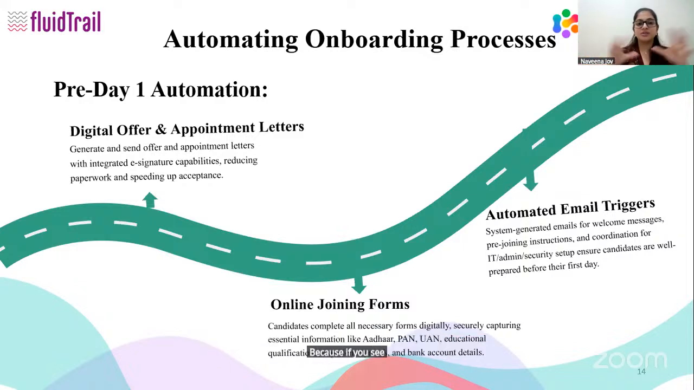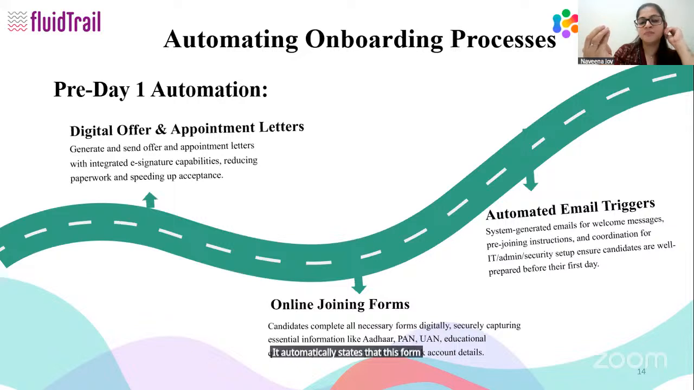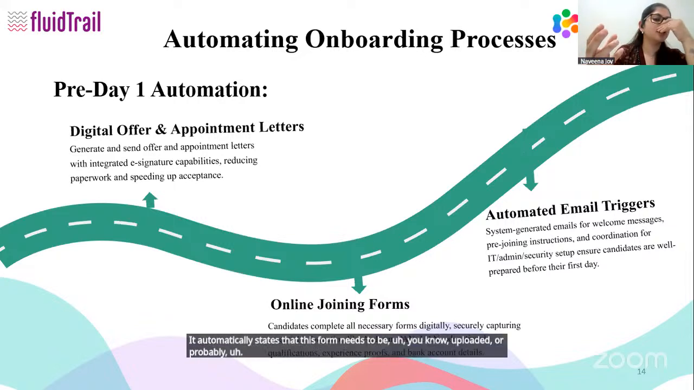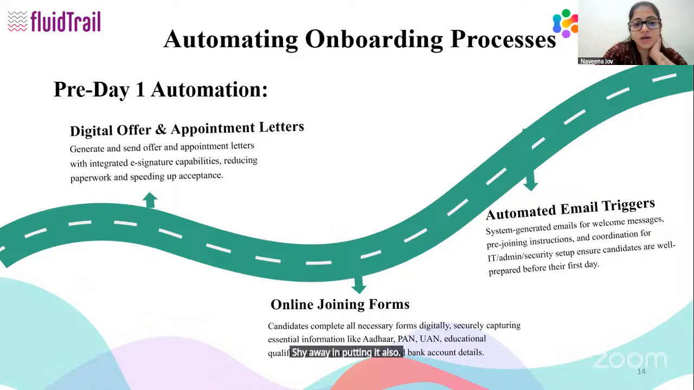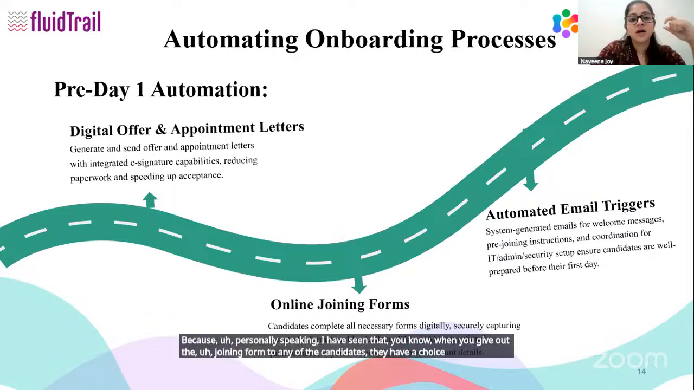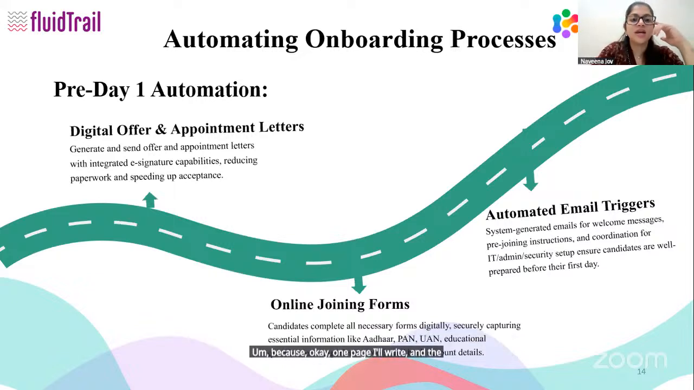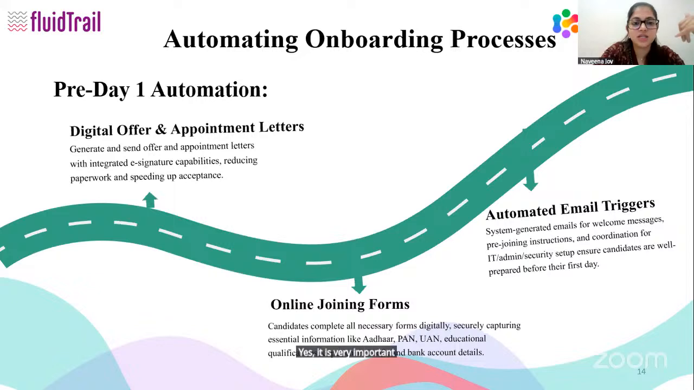Because if you see, the automation systems are such that if you are not uploading any one form, it automatically says that this form needs to be uploaded, or whatever is missing that you need to put down. And candidates will not shy away from putting it in, or move away from not uploading any kind of information in the joining forms. Because personally speaking, I have seen that when you give out the joining form to any candidate, they have a choice: okay, one page I'll write, and the second page I will not write. They think it's not important, but yes, it is very important. That is why the joining form is there.